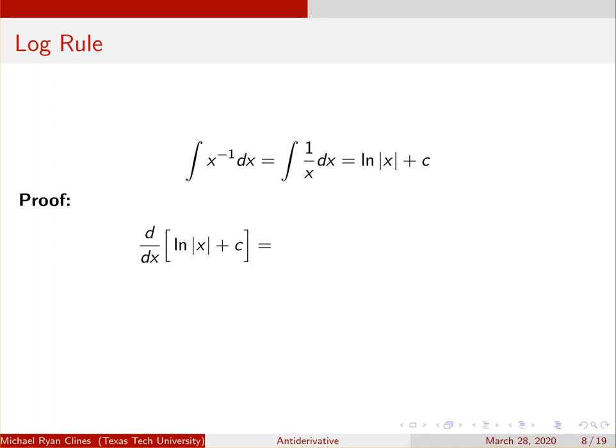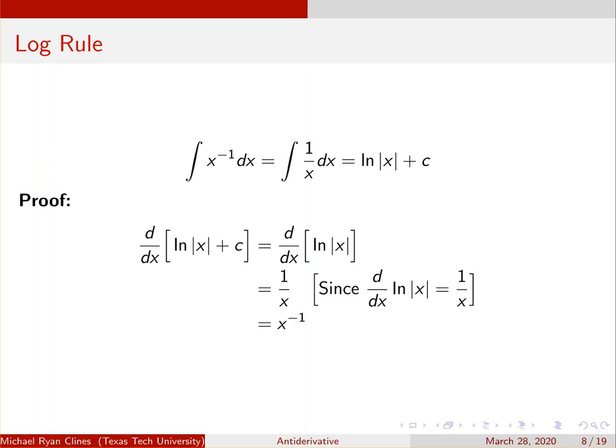Let's show that. To do that, let's take the derivative of the natural log of the absolute value of x plus c. But that is the exact same thing as the derivative of the natural log of the absolute value of x, because that constant is just going to disappear when we take the derivative. But what is the derivative of the natural log of the absolute value of x? Well, that's just 1 over x. But 1 over x is equal to x to the -1, and we have proven our result.